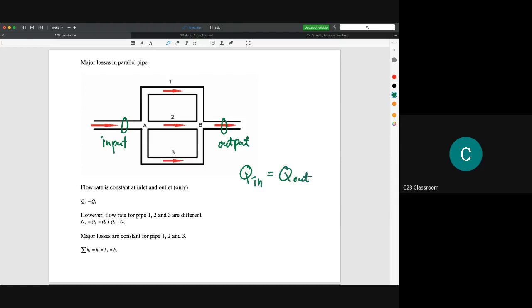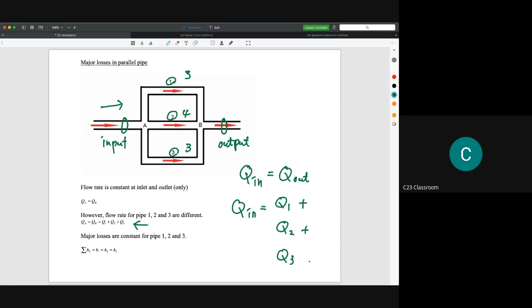However, the flow rate for each section, section 1, section 2, and section 3, is actually a distributed value. So it comes from this equation: Q in or Q out is actually equal to the sum of Q1 plus Q2 plus Q3. You could imagine that if the water flow here is 10 liters, and it is distributed into three different pipes, it might be 3 liters here, 4 liters here, and another 3 liters at the third pipe. So it is the summation, the total of the input flow rate.